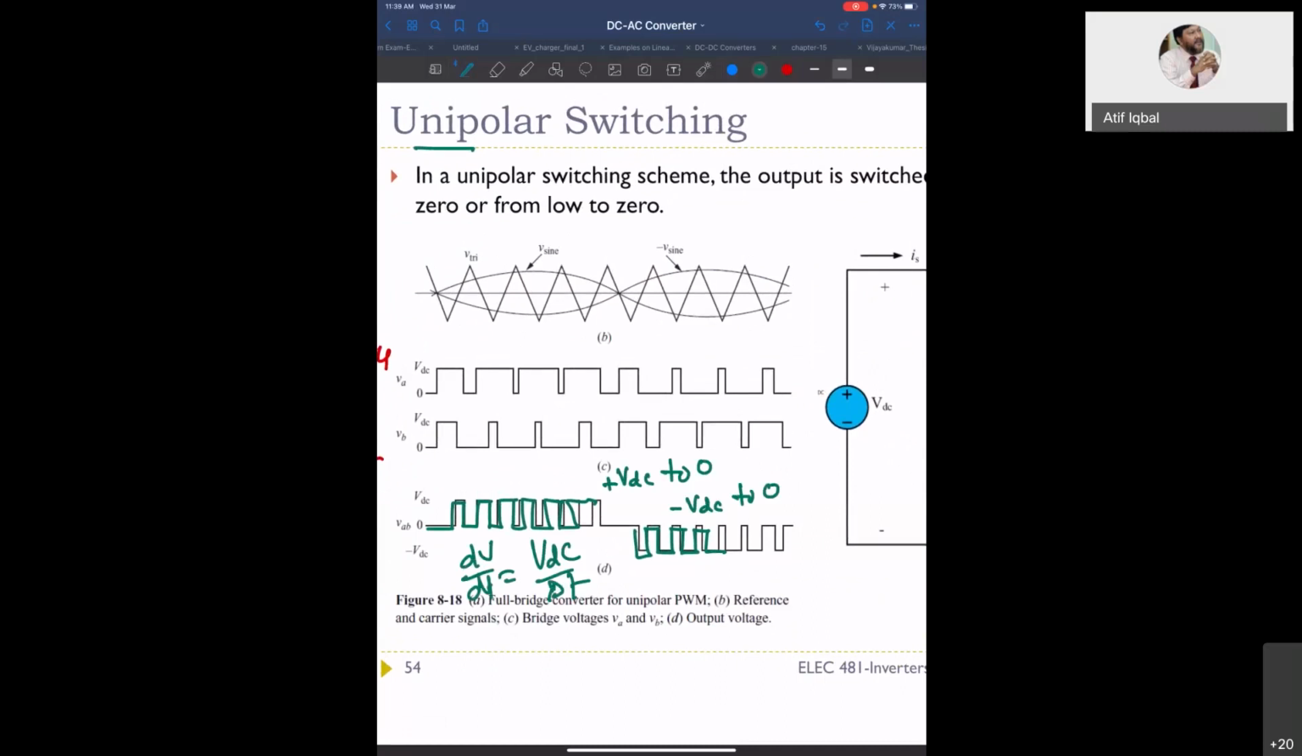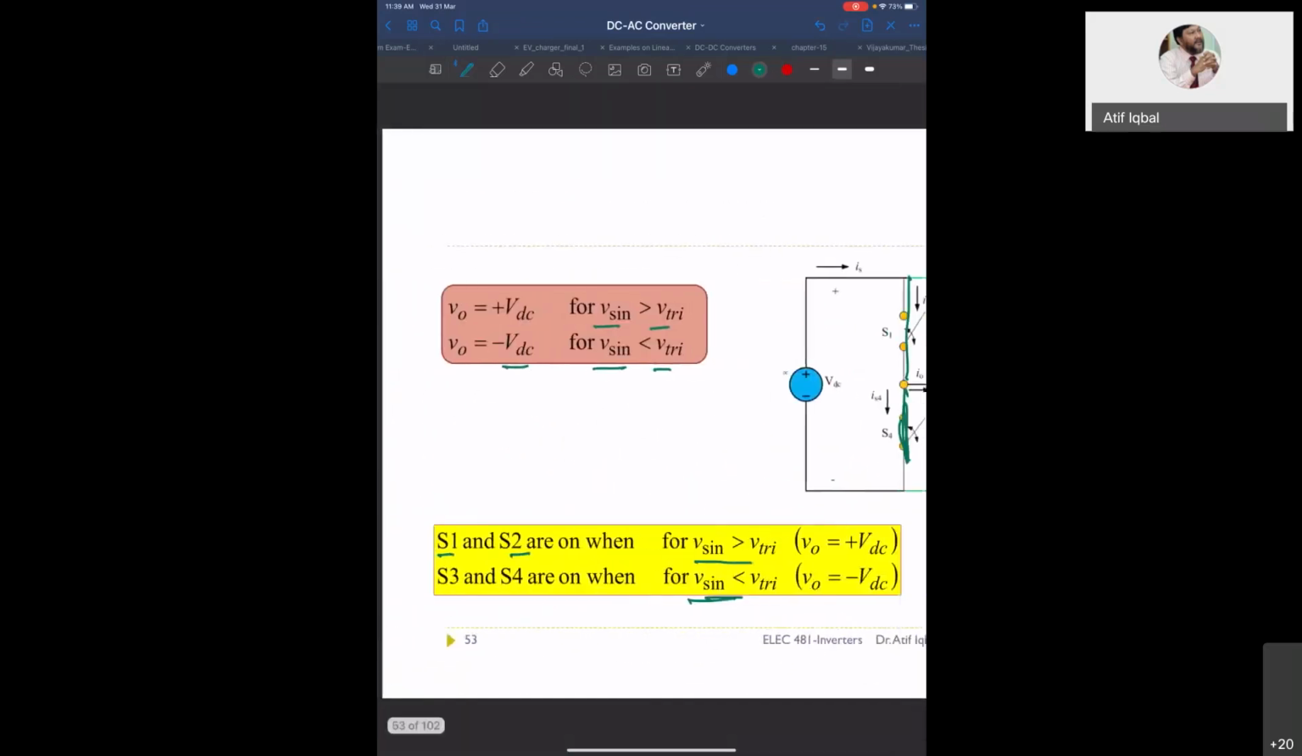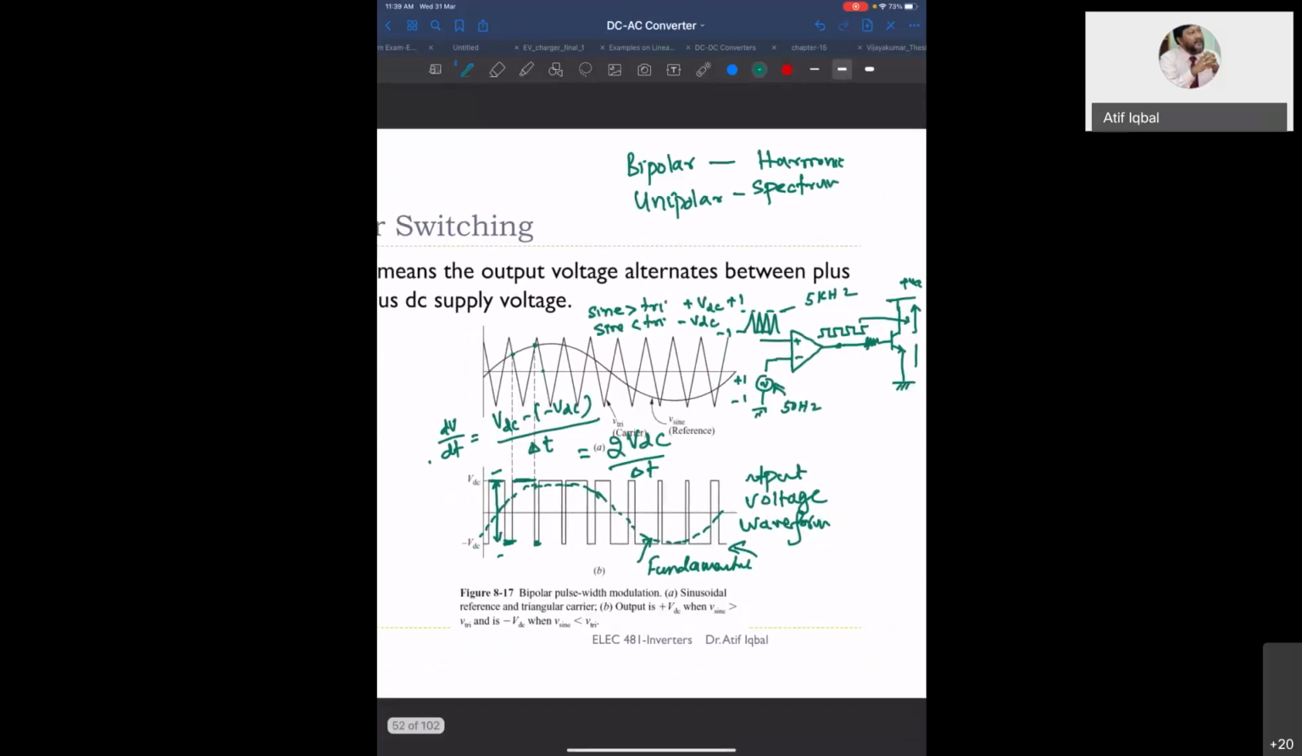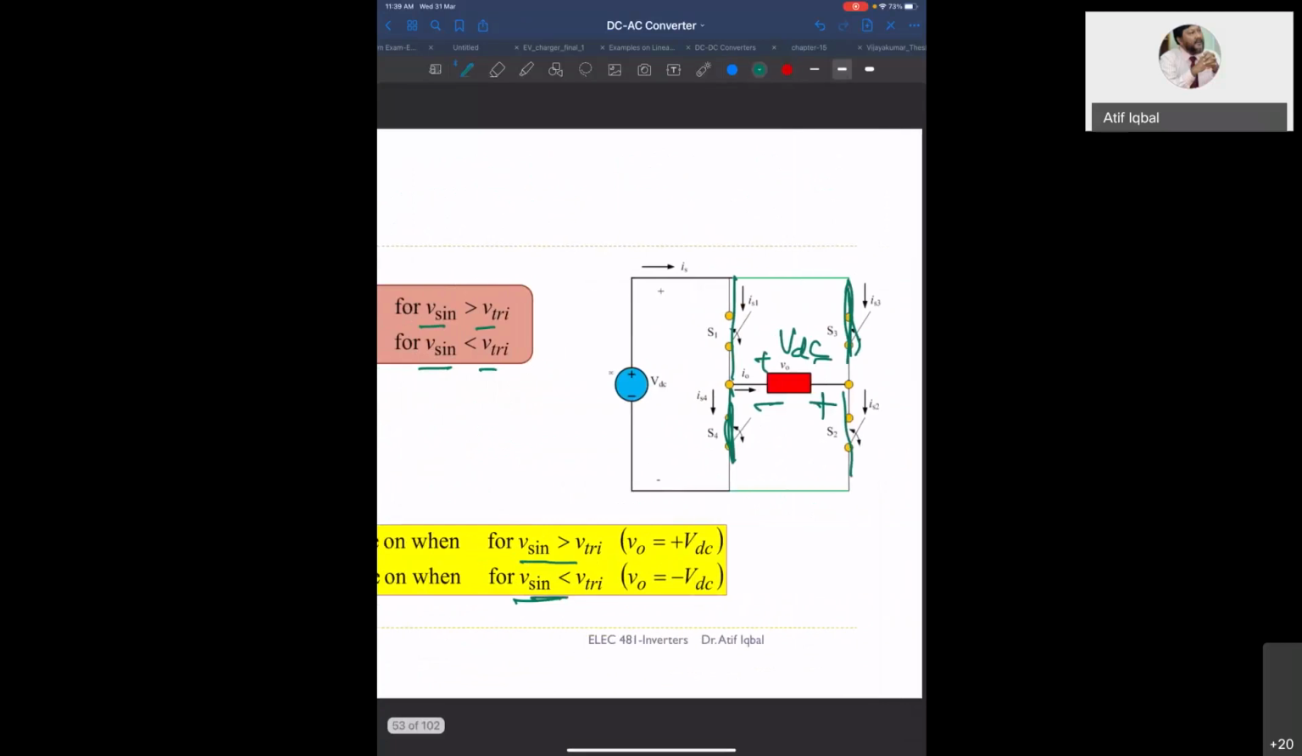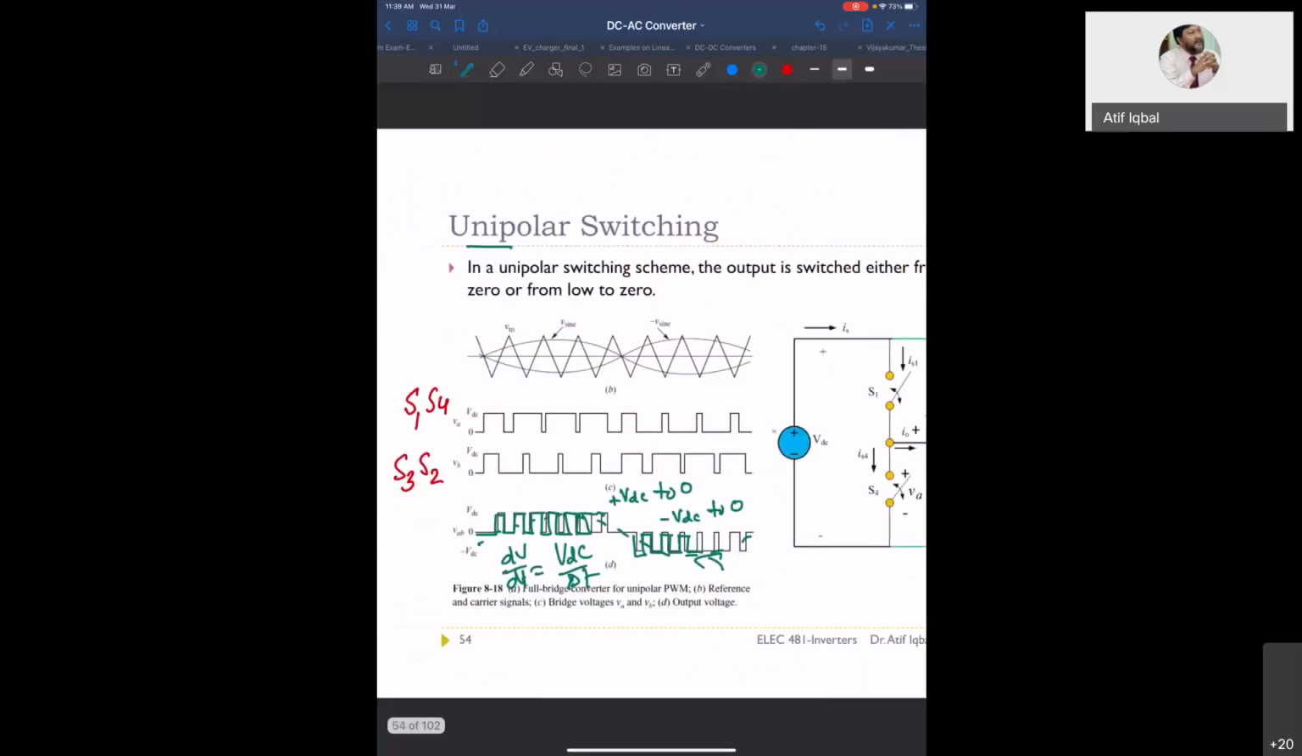VDC by delta T. So the dV/dt is low in the case of unipolar switching. In the case of unipolar switching, this is how you see the output voltage waveform. The output voltage waveform again looks like a sine wave. The fundamental will be a sine wave, then you have harmonics. But in the bipolar, you had plus VDC, minus VDC, plus VDC, minus VDC. Here you have plus VDC, 0, plus VDC, 0, then minus VDC, 0, minus VDC, 0.